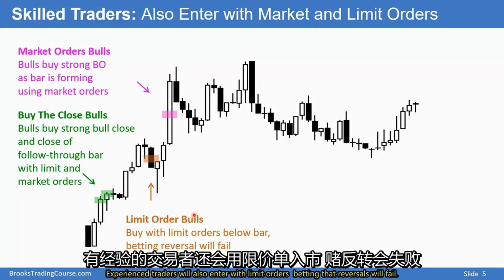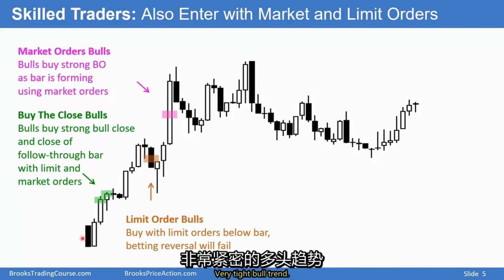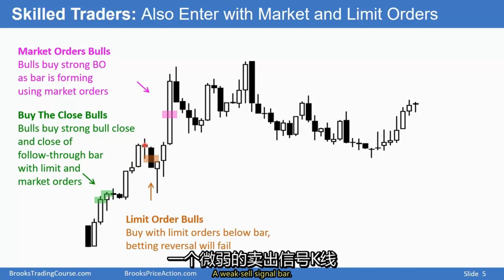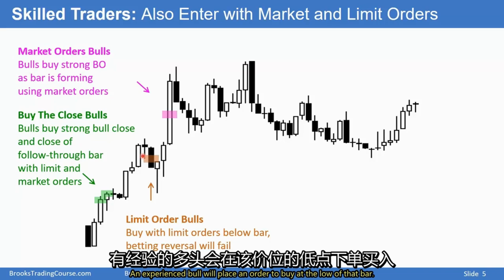Experienced traders will also enter with limit orders, betting that reversals will fail, for example. Very strong bull trend, very tight bull trend, a lot of bull bars closing on their highs. A weak sell signal bar. Do you think there'll be more bears selling with stops below that bar, or more bulls buying with limit orders at the low of that bar? An experienced bull will place an order to buy at the low of that bar.